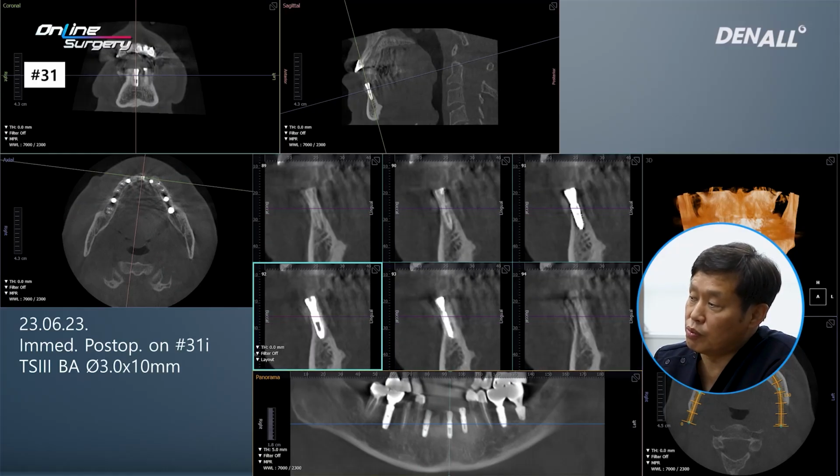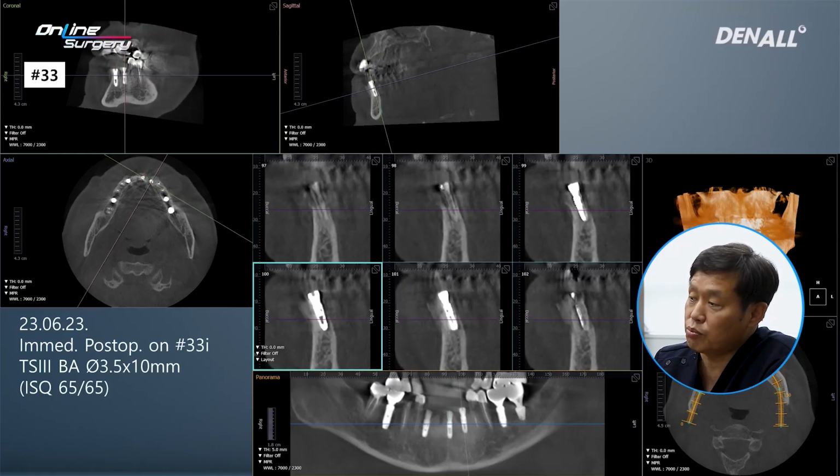For tooth number 31, it's nothing noticeable, but the buccal wall was thin. Additional A-Oss collagen bone graft was done. At number 33, there was a tooth transposed. 4.0 was considered, but 3.5 was placed, and substantial bone grafting was performed using A-Oss collagen.